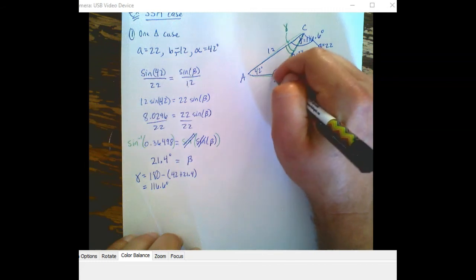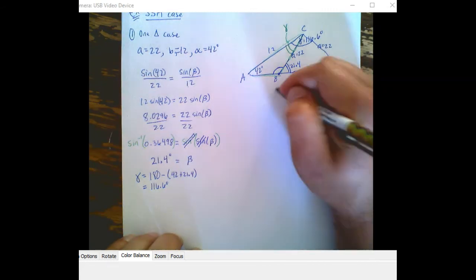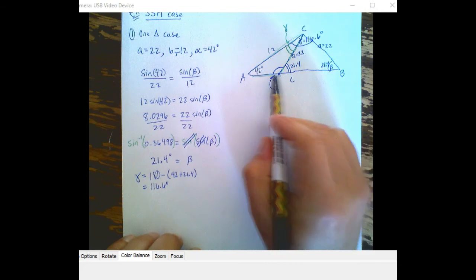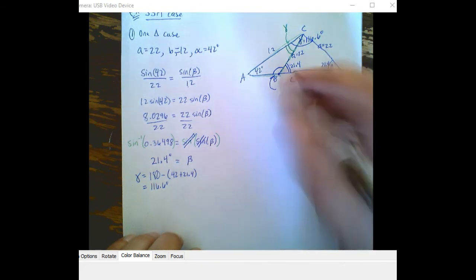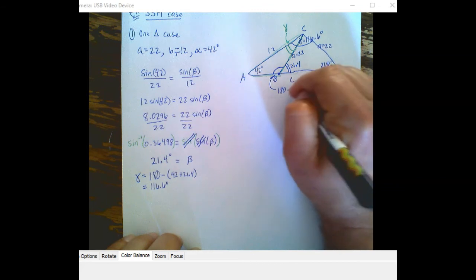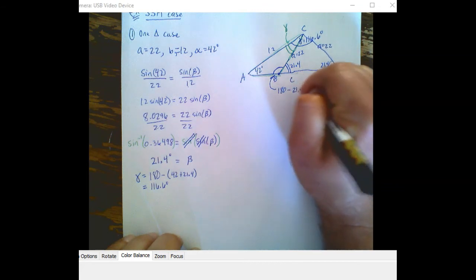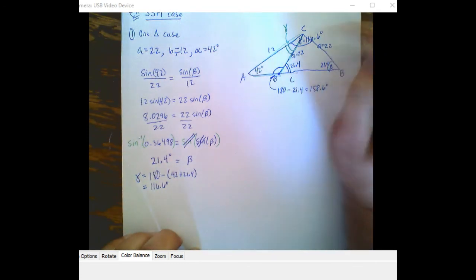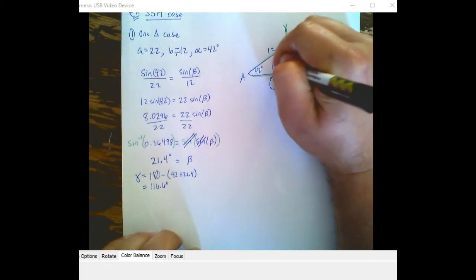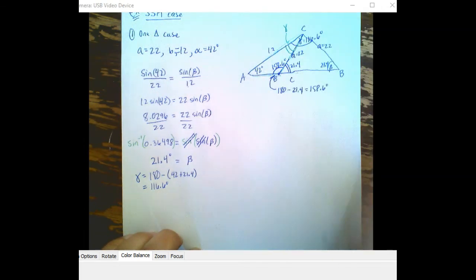That means that this larger angle next door to it, since it's sitting on a straight line, has to be supplementary to this guy. So this would be 180 take away 21.4, which gives 158.6 degrees. So this would be 158.6 degrees.